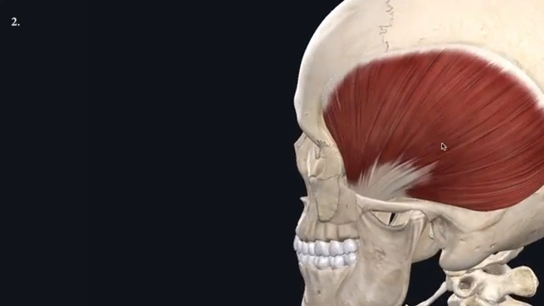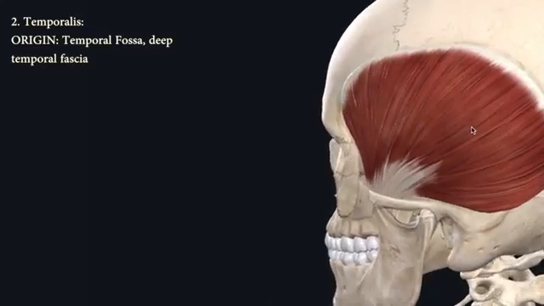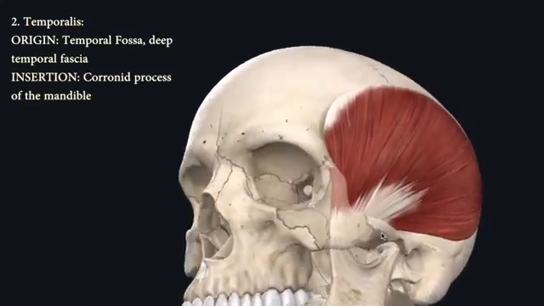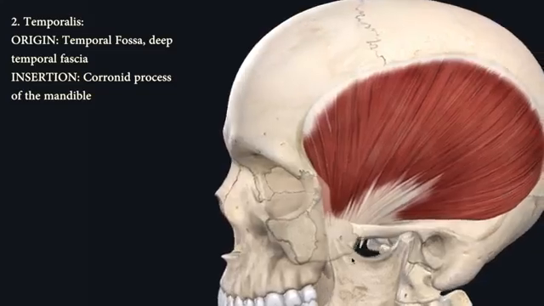Moving on to number two is the temporalis muscle, which originates from the temporal fossa and deep temporal fascia and inserts into the coronoid process of the mandible.